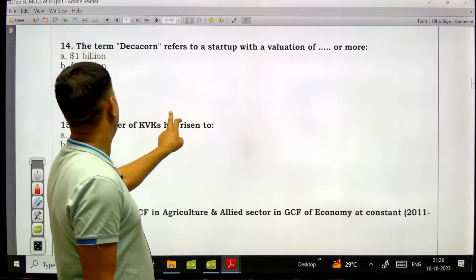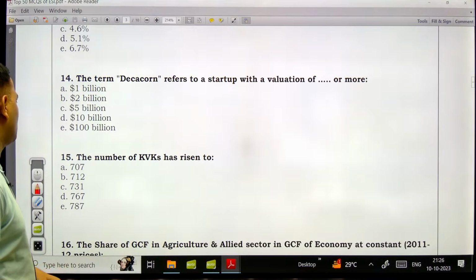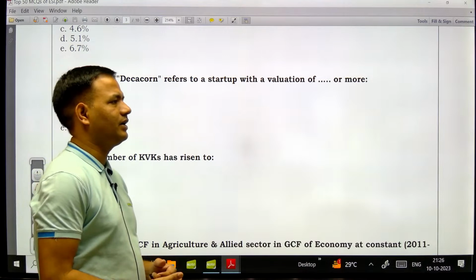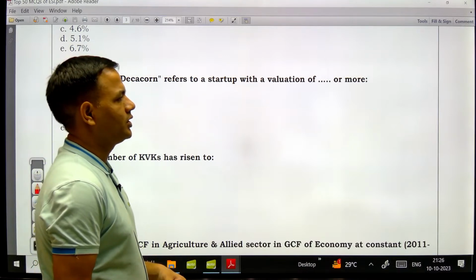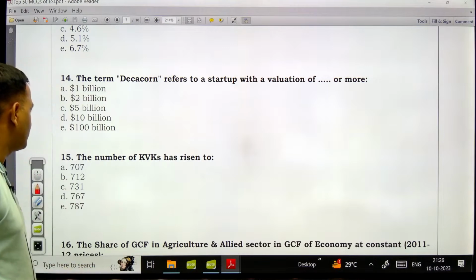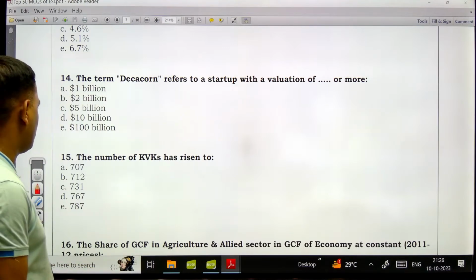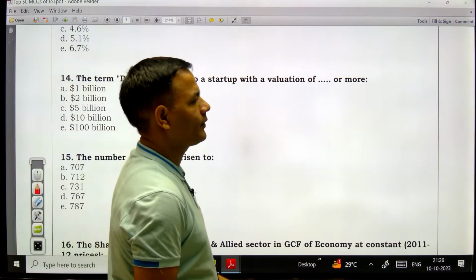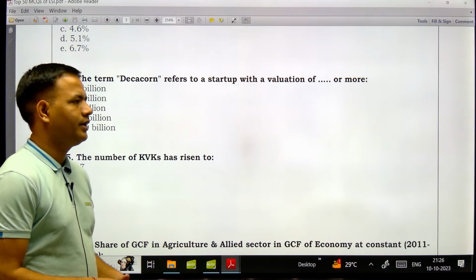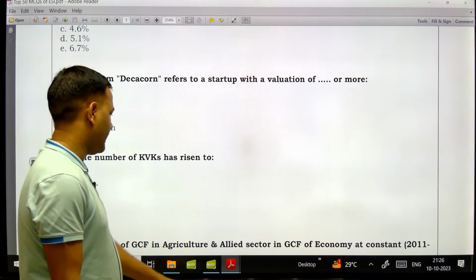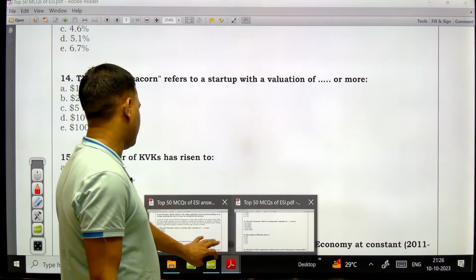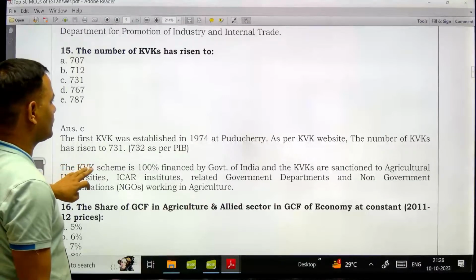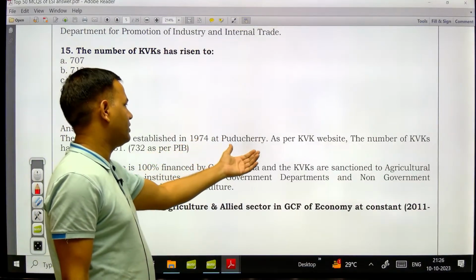Next question. The number of KVK, Krishi Vigyan Kendras, has risen to, as on date, what number? Yes, it is the right answer. 731. First KVK was established in 1974 at Puducherry.